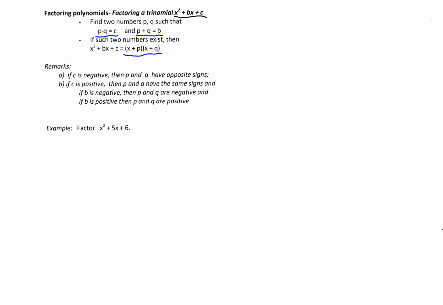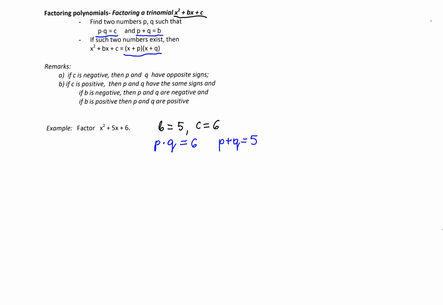Let's look at an example. We want to factor the polynomial x squared plus 5x plus 6. Here b is equal to 5 and c is equal to 6. So what we want is two numbers p and q such that p times q is c, or 6, and p plus q is equal to 5.